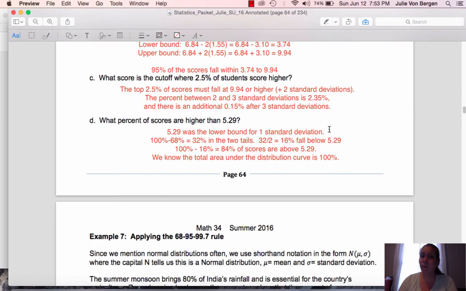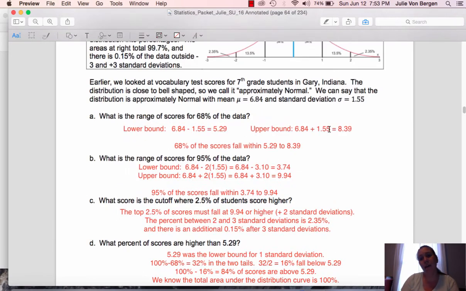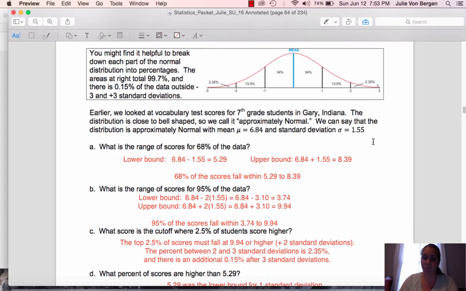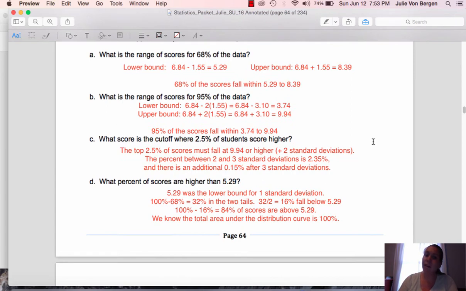And then we might ask, what score is the cutoff where 2.5% of students score higher? So if we look back at our normal distribution chart here, remember there's the extra 0.15% out here after 3 standard deviations. So the 2.35% and the 0.15% total up to that 2.5% outside of 2 standard deviations. They're asking the 2.5% of students scoring higher, so that's the top 2.5% of scores. So that must fall at this upper bound for the 95% cutoff.